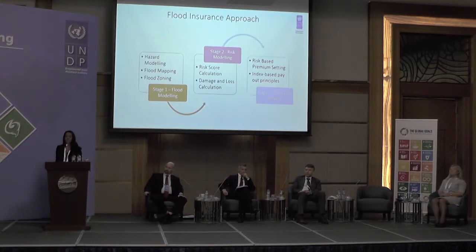So the rest of the presentation will focus on essentially how the flood insurance model was built and what it is based on. Stage 1, as I said, was the development of the hazard modeling and the flood mapping, as well as the identification of the flood zones. Stage 2 is the development of a risk score calculation and the damage and loss calculation. And then Stage 3 was essentially the premium setting based on the modeled risk, and also the mechanism for payout, so the index-based payout.